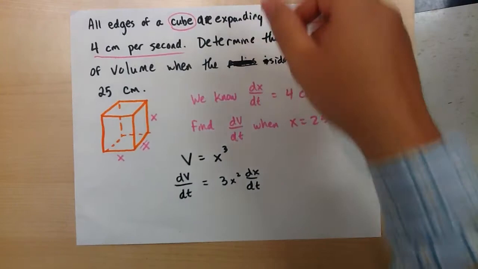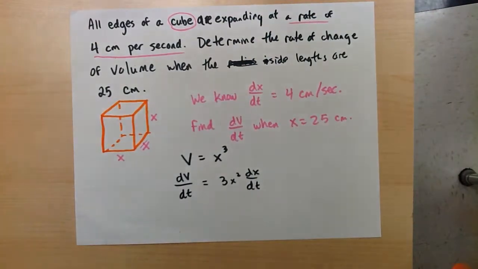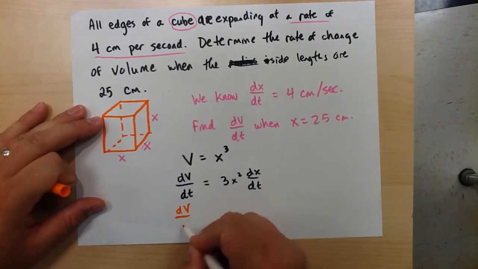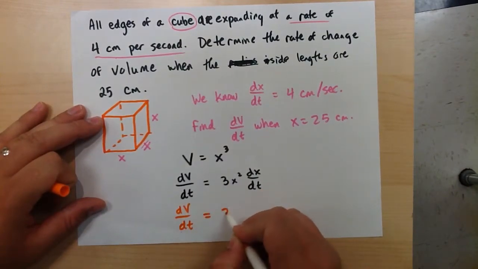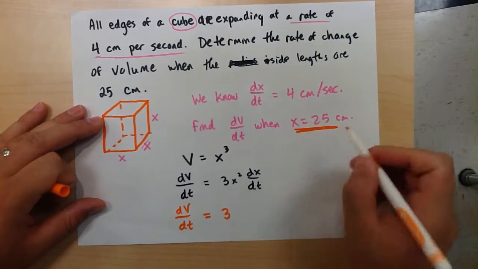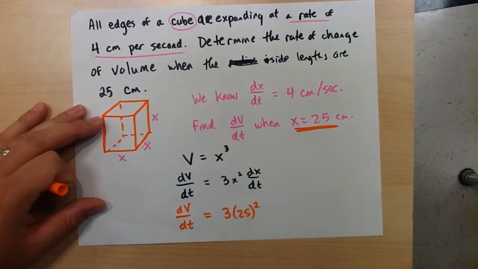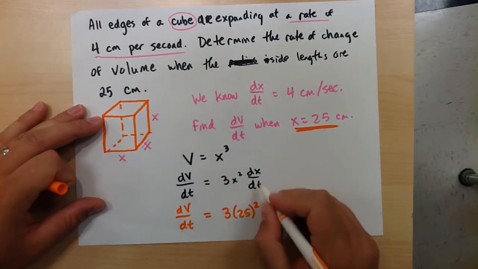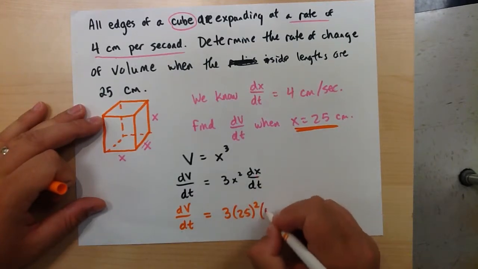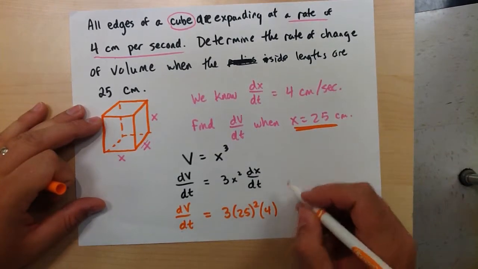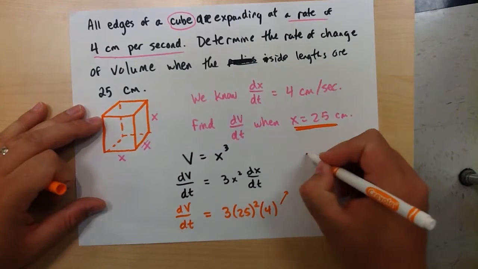And at this time, we're hoping that we can plug in what we have and that we have enough information. And we're going to in this situation. So we're trying to find dV over dt, so not a surprise we don't have it. 3 times, we do know in this instance that x is going to be 25. And then we know that dx over dt is 4. And so basically it's going to be cleanup at that point.